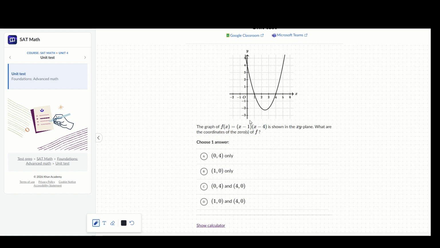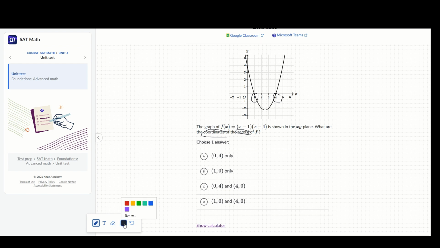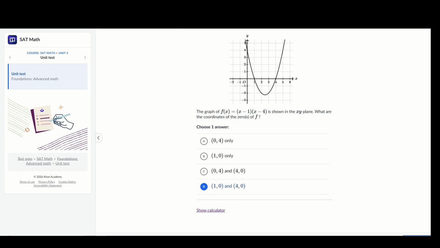Yes, next. The graph of this one is shown in the xy plane. What are the coordinates of the zeros of x? Okay, they are saying what is the coordinate of zeros, 1 and 4. Okay, I'm really sorry, I made a mistake here. When x equal to 1, y equal to 0. When x equal to 3, y would be 0. So 1, 0 and 4, 0.